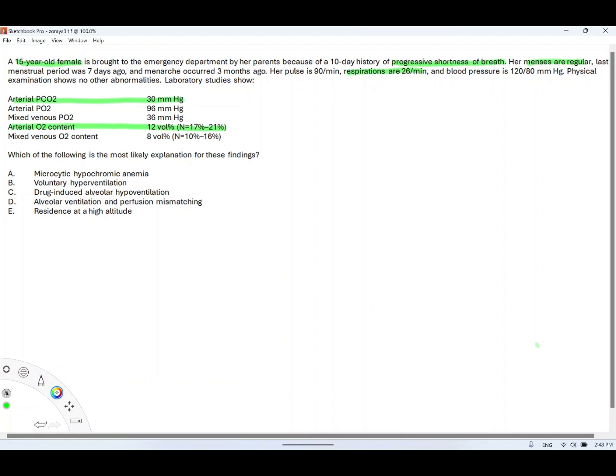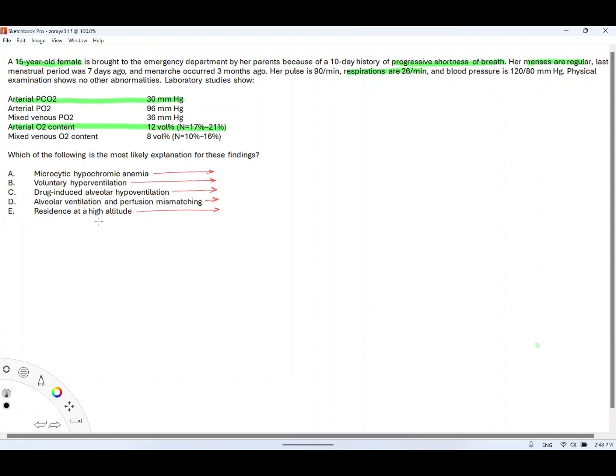So what is the issue? Let's do this to understand the question. Here we have many choices: is the cause microcytic hypochromic anemia, or is it hyperventilation, or hypoventilation, or ventilation perfusion mismatch, or is it the high altitude? So these are some causes. Let's see what our patient is having. I'll put F as our patient, though that shouldn't be a choice.